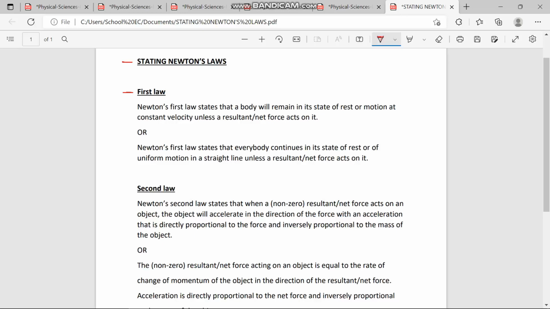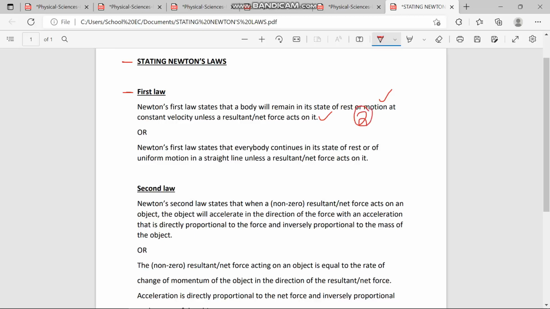So let's look at how they give you marks when stating these laws. Newton's first law states that a body will remain in its state of rest or motion at a constant velocity. That's your 1 mark. Then, unless a resultant or net force acts on it. That's your second mark. Then they give you your 2 marks.